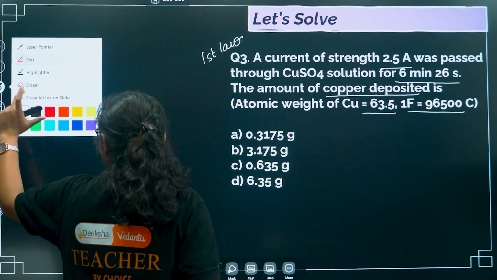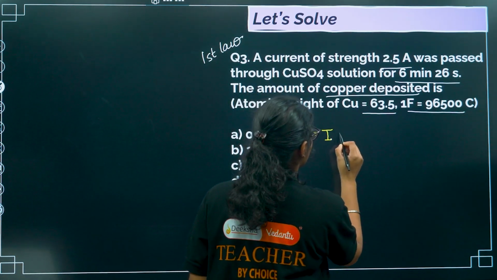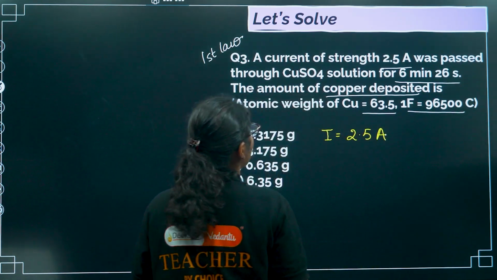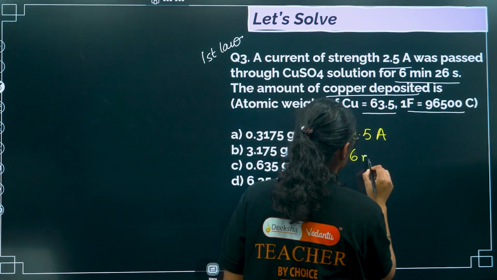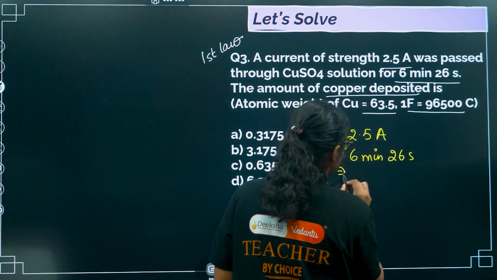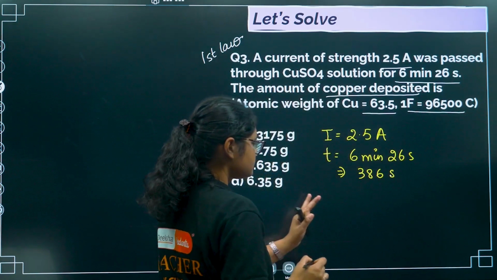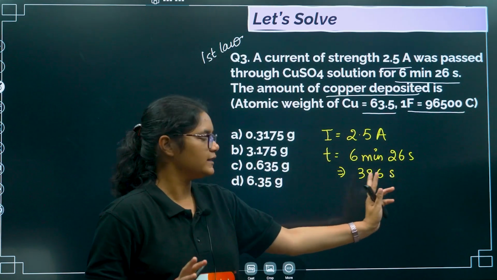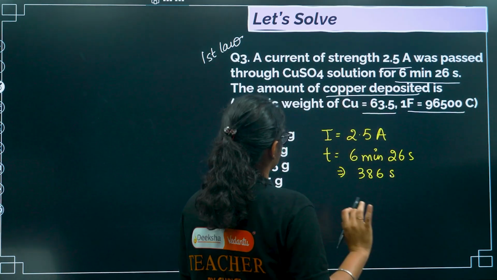First of all, let us note down the data given. What is given? Current is how much? 2.5 ampere, right? And the time is how much? 6 minutes and 26 seconds. So I'll convert it into seconds. 6 minutes means 6 into 60, 360, 360 plus 26, 386 seconds in total. Next, what I have to find is the mass of copper deposited, okay?